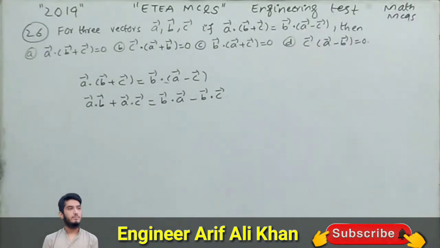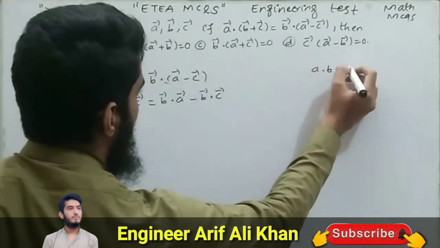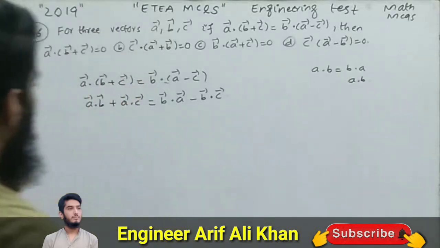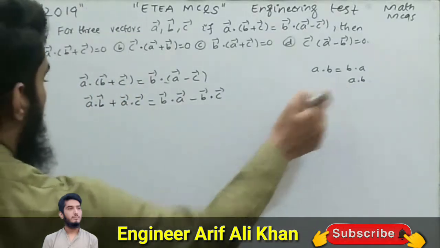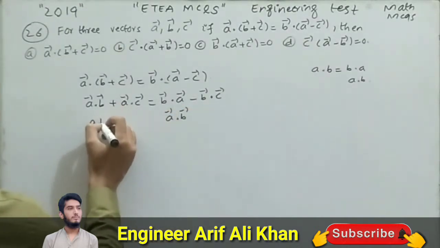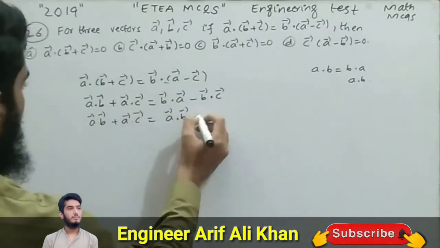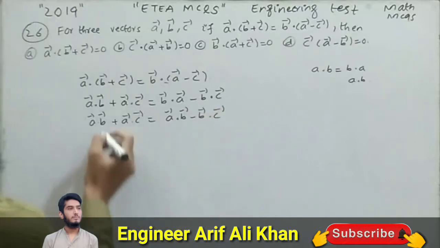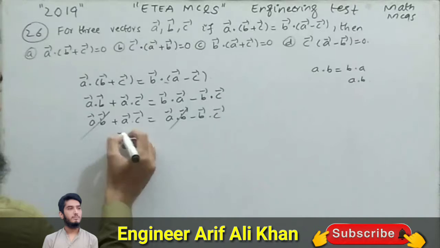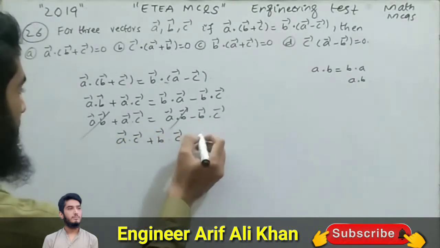You know that the dot product is commutative, so A dot B is equal to B dot A, and B dot A can be written as A dot B. So A dot B will come down as it is, plus A dot C will come down as it is, and minus B dot C will come down as it is. A dot B cancels with A dot B. Shift minus B dot C to this side, it becomes positive. So A dot C plus B dot C is equal to 0.